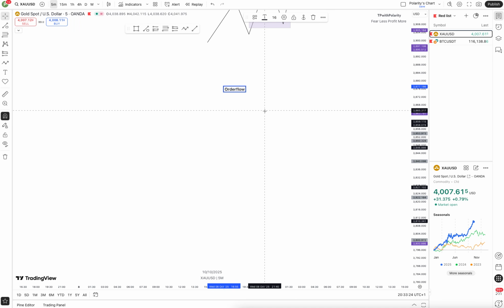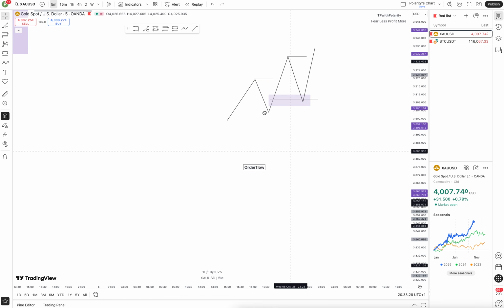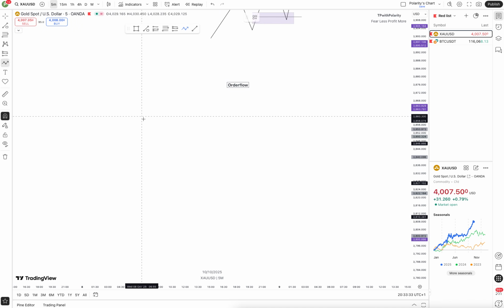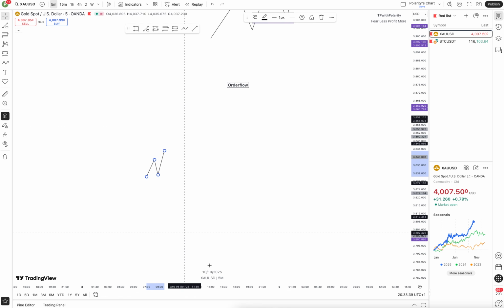Okay, so let's take it a step further. We have two types of order flow. We have the phase one order flow and we have the phase two order flow. Now this is how the phase one order flow looks. If you are trading on gold, you want to stay on your 5 minutes time frame. It's very evident on the 5 minutes time frame. You just want to look for patterns like this.